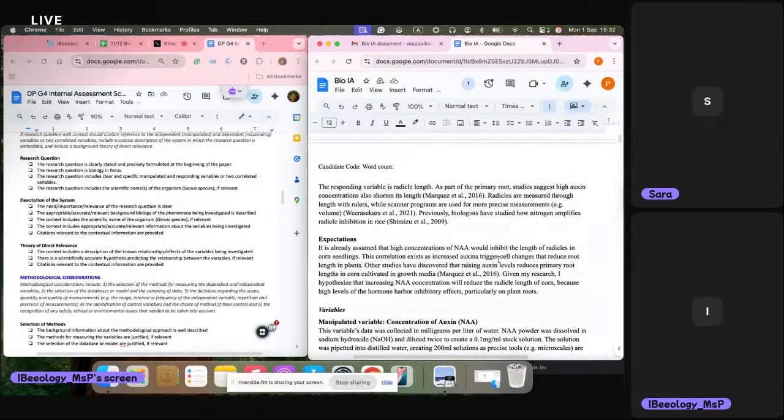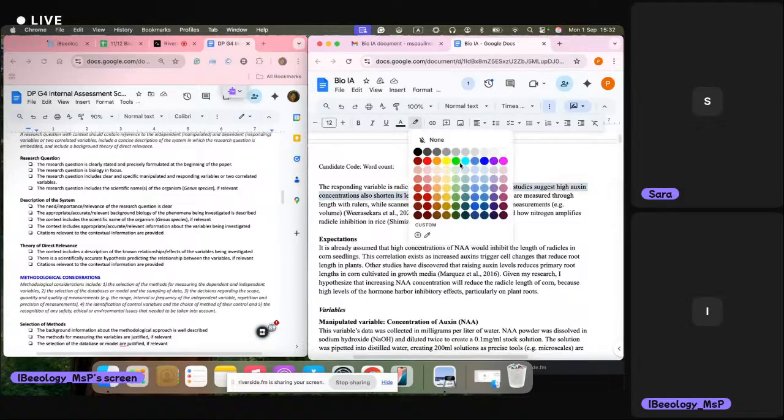So we are looking at how, as the auxin increases, what happens to the root, because you said inhibition. So are you saying, or correct me if I'm wrong, that you're expecting the increase of auxin will shorten the root growth? Okay, cool. So then this is relevant.